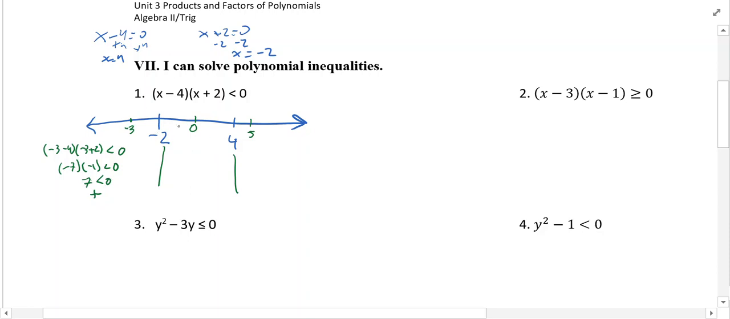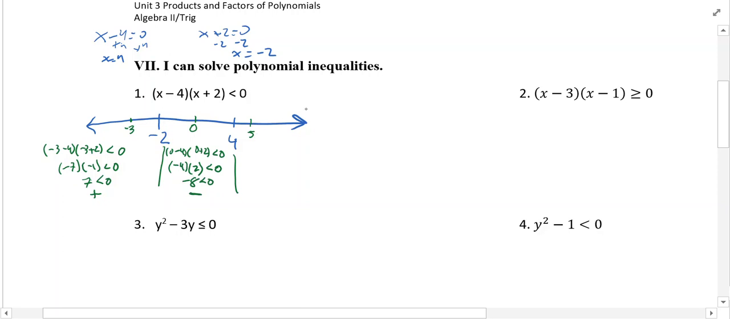Now let's test this middle range. We plug in 0, so we have 0 minus 4 times 0 plus 2 is less than 0. When I simplify, I get negative 4, and 0 plus 2 simplifies to 2. Then I get negative 8 is less than 0. So anything in this interval is going to give me a negative number.